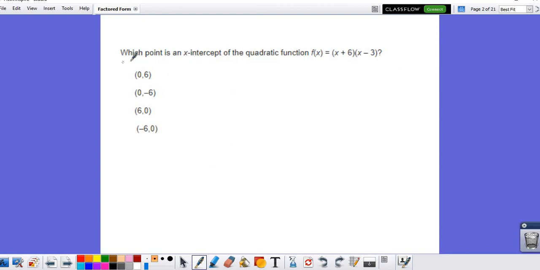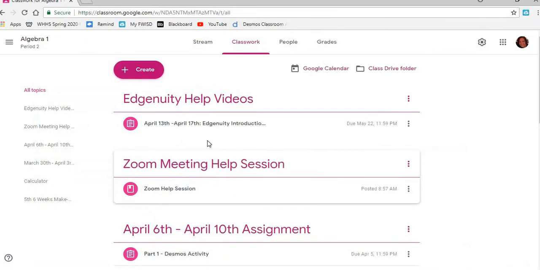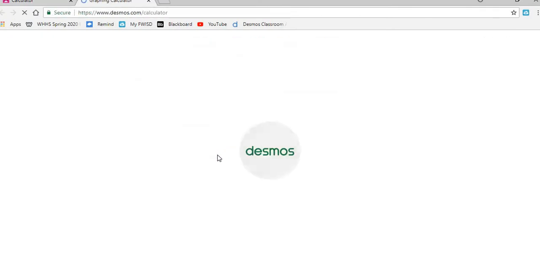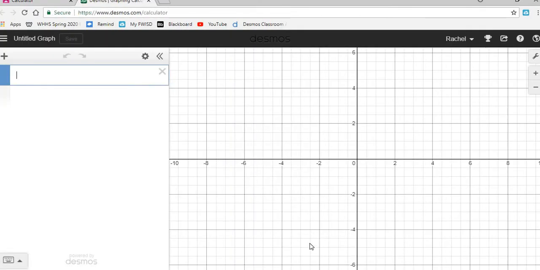So this first one says, which point is an x-intercept of the quadratic function f of x equals x plus 6 times x minus 3? And the best way to do this one is to go to your calculator. Remember, to get to your calculator, you go to Google Classroom and then you click on classwork. And over here, it says calculator. It's just this Desmos graphing calculator.